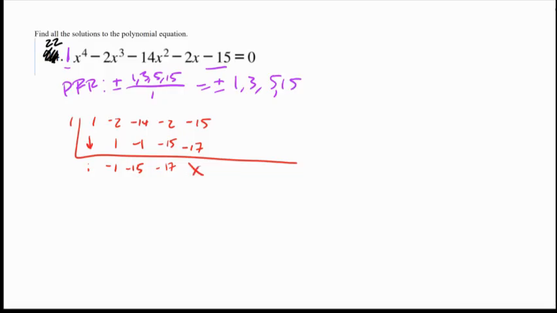So next I'm going to try negative 1. I'm going to do this until I find one. I'll be quiet for a second so I can go a little bit faster.